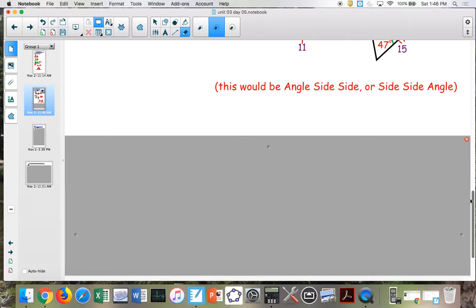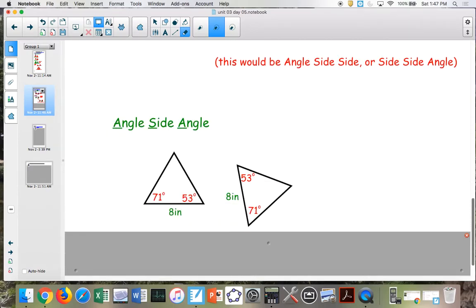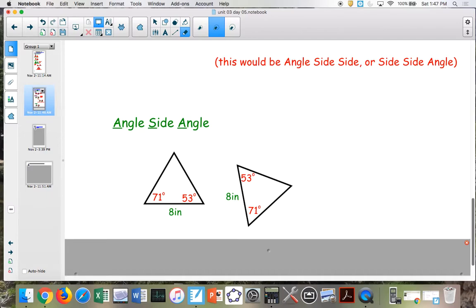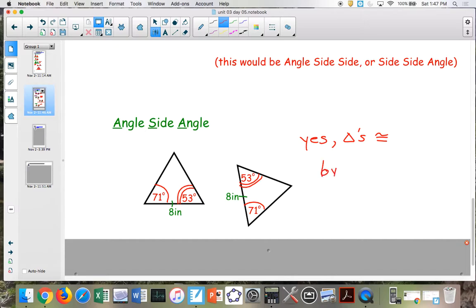One of the ways we can prove triangles congruent is by angle side angle. And in this case, if we have two angles congruent, we have a 71 congruent to 71, and 53 congruent to 53, and then we have the side in between them congruent, then we can say, yes, these two triangles are congruent. And we say they're congruent by angle side angle.